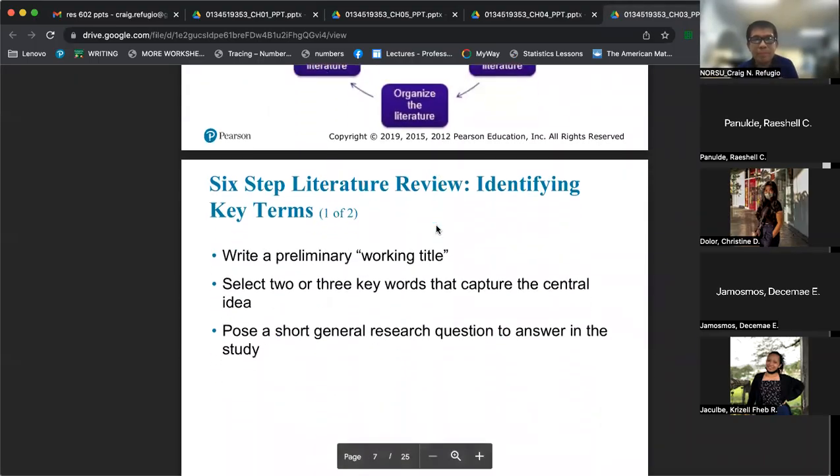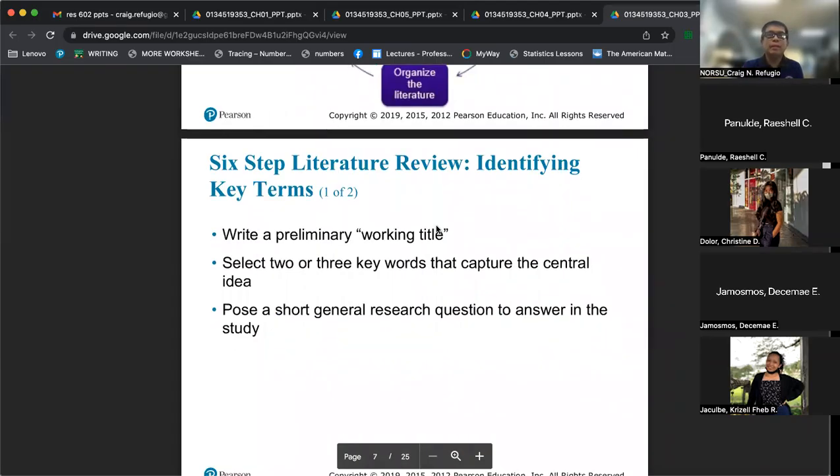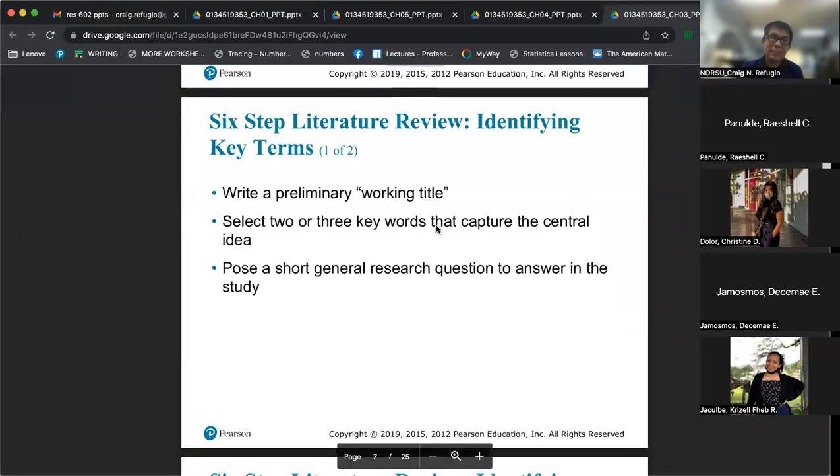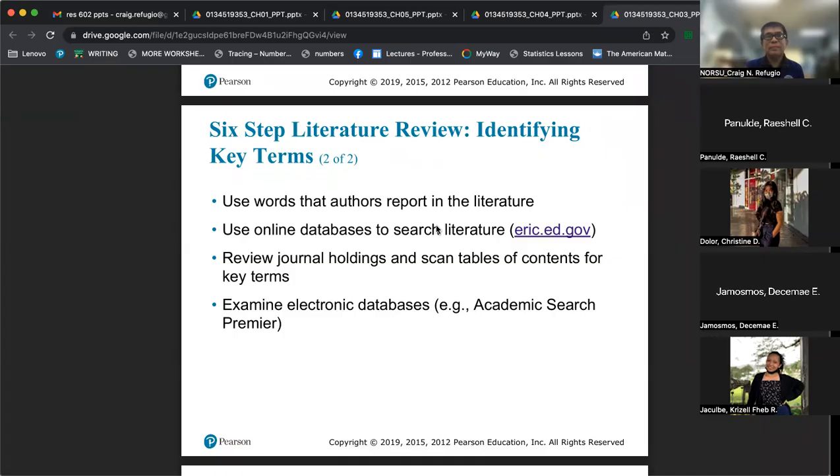The 6-step literature review: identifying key terms. Write a preliminary working title. Select 2 or 3 keywords that capture the central idea. Remember, in English, you are taught how to identify the central idea. Pose a short general research question to answer in the study. Then use words that authors report in the literature, and use online databases to search the literature.